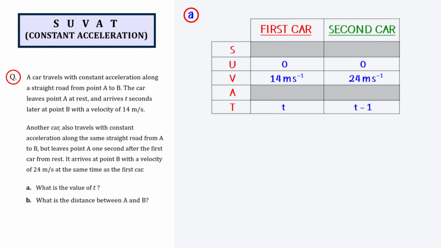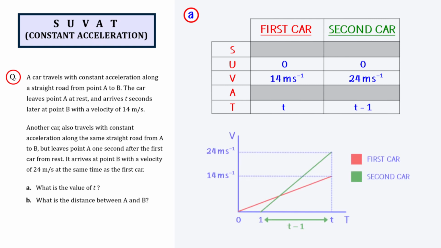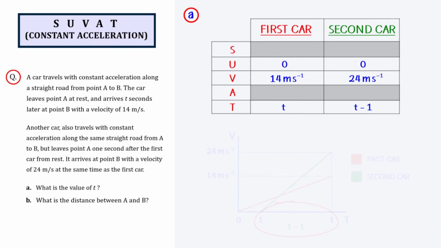And you can see why it's t minus 1 in this velocity time graph for the two cars. The first car is shown in red and the second car in green. The second car starts 1 second after the first car and finishes at time t seconds, which is the same time as the first car. And as you can see here, the time it takes the second car to complete the journey is t minus 1 seconds. Okay, so for both cars, we have their initial velocity, final velocity, and either a term or an expression for the time taken.